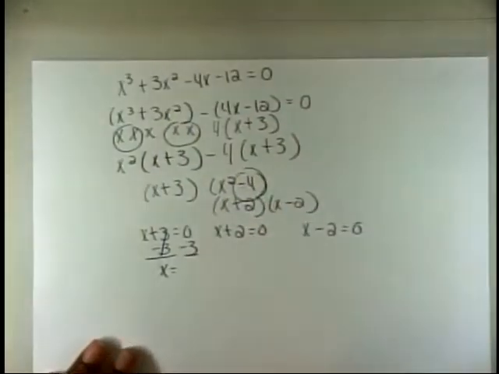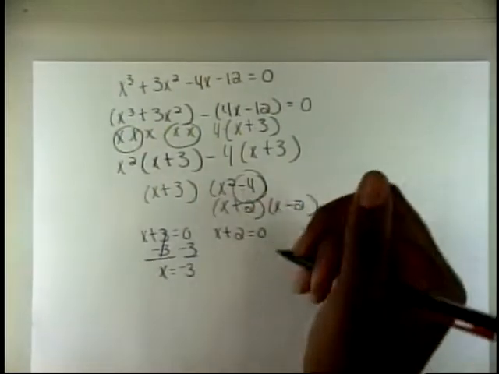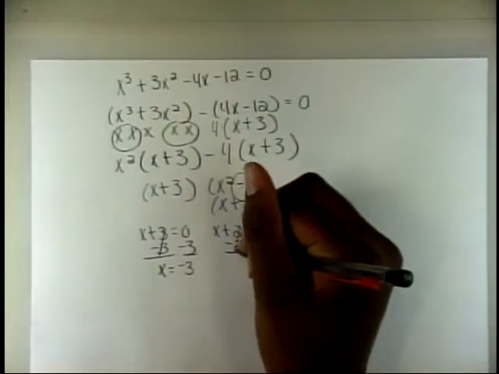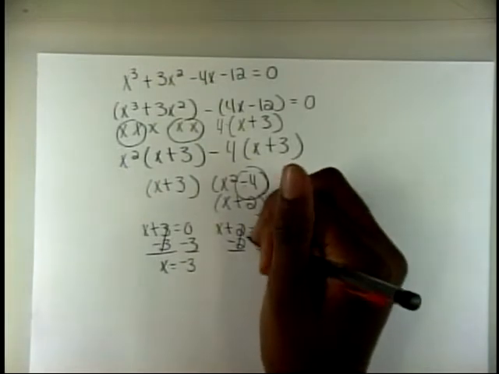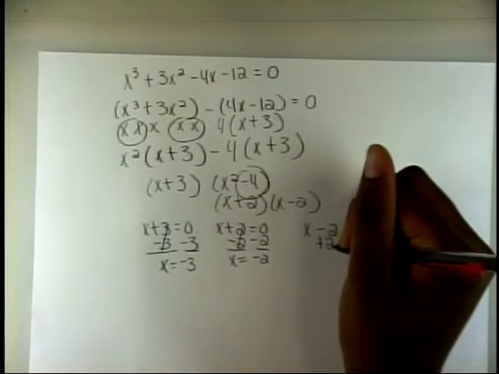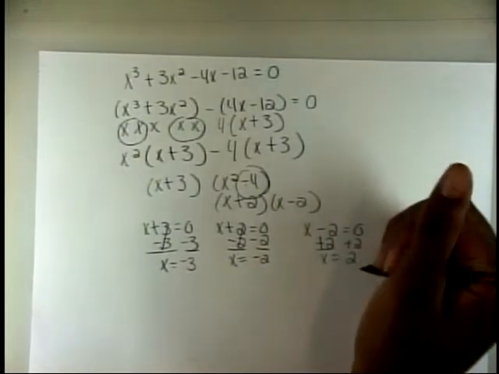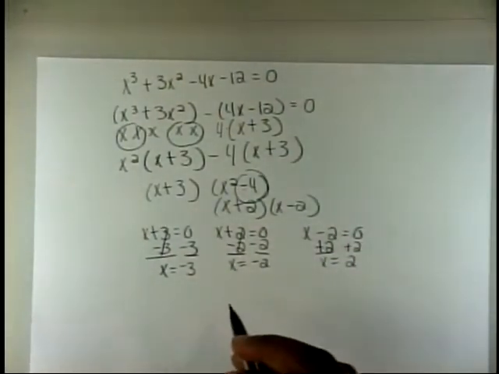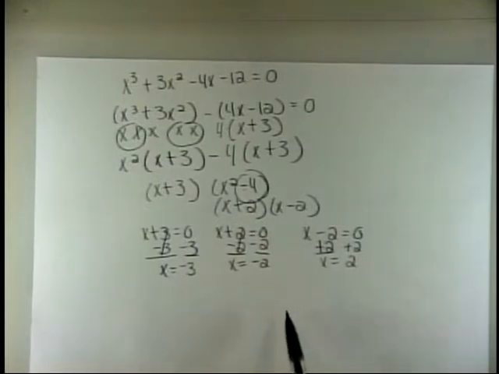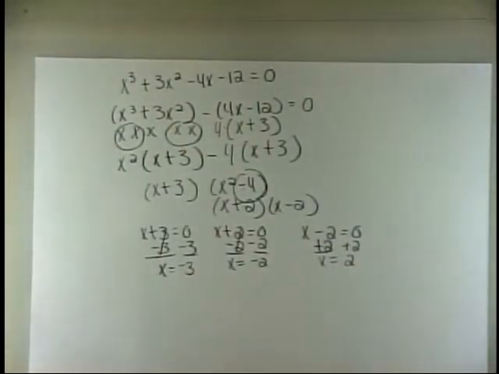First, for this equation, we subtract 3 from both sides. This will give us x equals negative 3. Next, we subtract 2 from both sides, which will give us x equals negative 2. Next, we will add 2 to both sides, which will give us x equals positive 2. As you see, we have 3 answers. And the reason why we have 3 answers is because the highest exponent is x cubed, which is 3. So therefore, you will have 3 answers at the end of this equation.